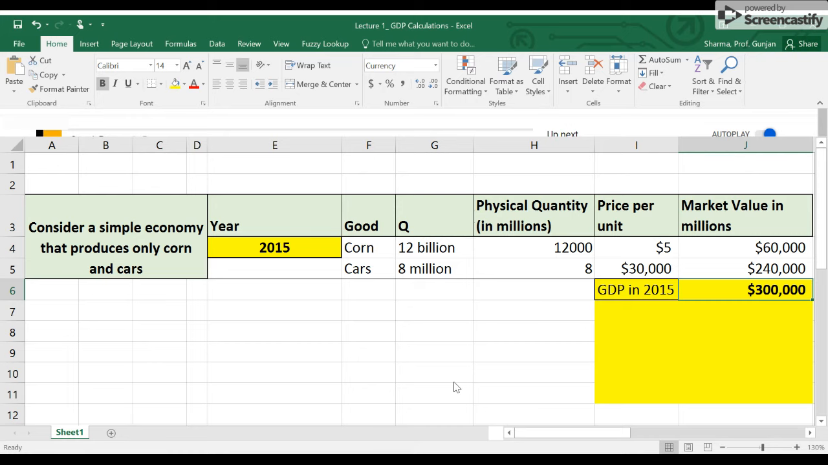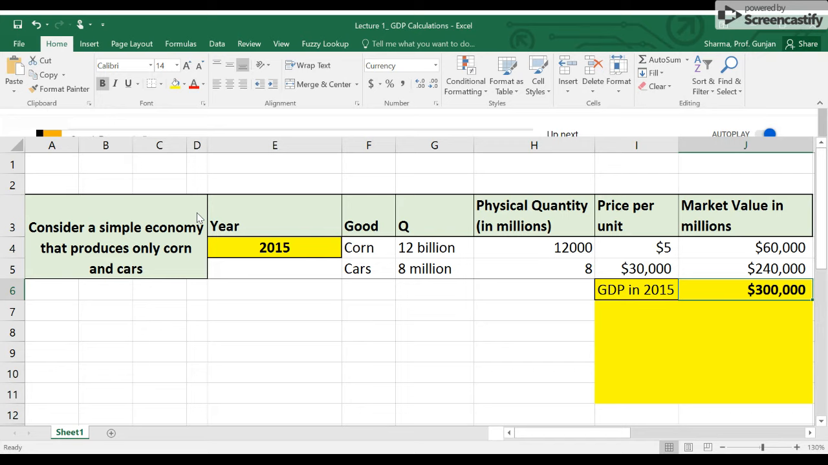Hi guys, this is a short video on the concept of market value and how we can calculate it with real world data. So the concept of GDP is essentially the idea of accounting for the production of every single product, good or service that is produced in an economy in a given year.